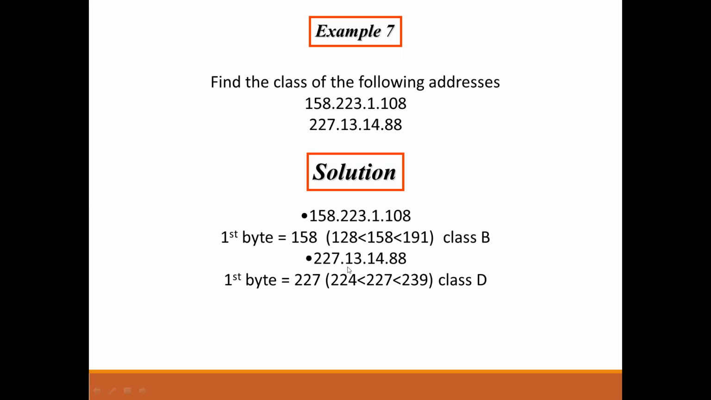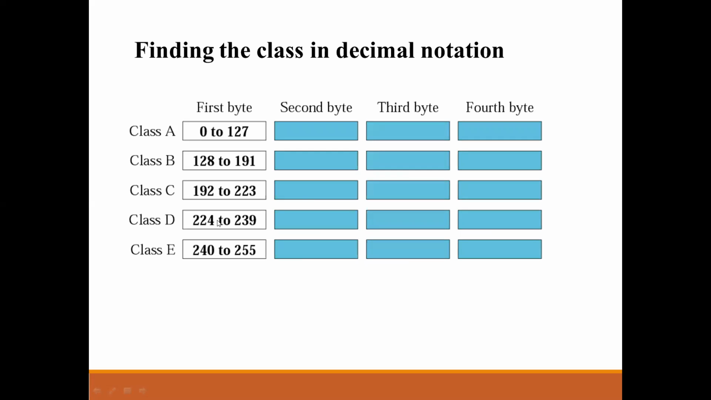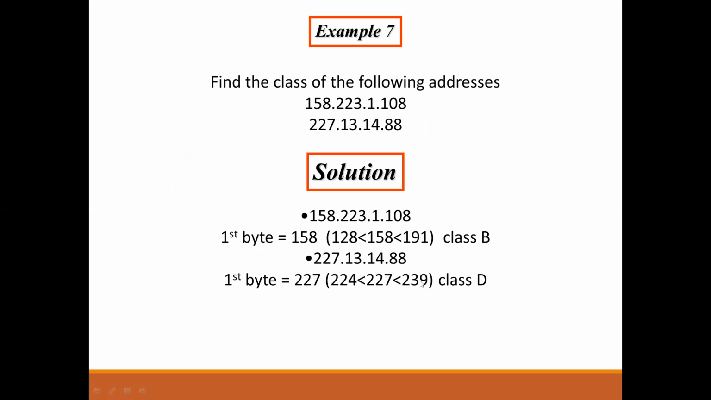And the second example, 227.13.14.88. Again, we have to check the first byte. The number given is 227, and this 227 falls in between the range 224 to 239, and hence it is the class D addressing system. Okay, so like this, we can find out the class of that address.